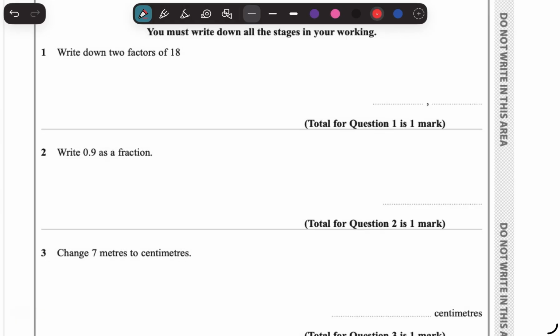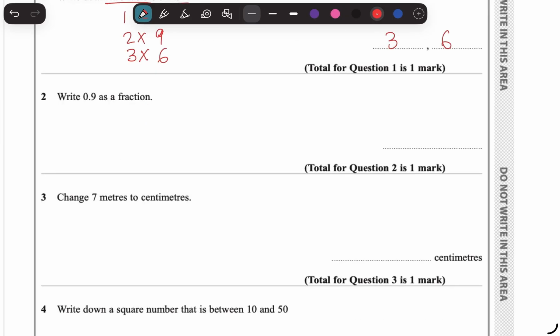So question 1 asks us to write down 2 factors of 18. So we're going to write down all the factors of 18 as a matter of fact. So 1 times 18, 2 times 9, 3 times 6. Could we go any more? 4, 5? No. So these are all the factors of 18. Choose any that you please. So let's use 3 and 6. 3 times 6 will give you 18.